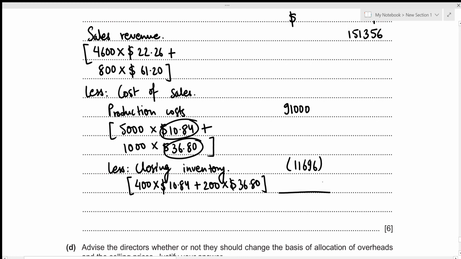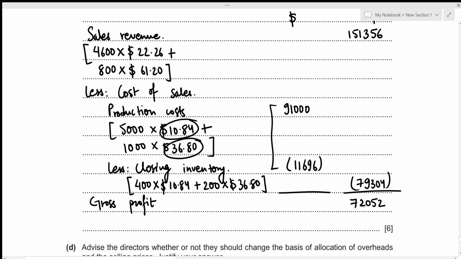Now we can figure out our total cost of sales by adding these two amounts. So that's just going to be 91,000 minus 11,696, which results in 79,304. Okay, now we need to deduct this in order to figure out our gross profit. So that's just sales revenue minus total cost of sales, which is 151,356 minus 79,304, which results in 72,052.